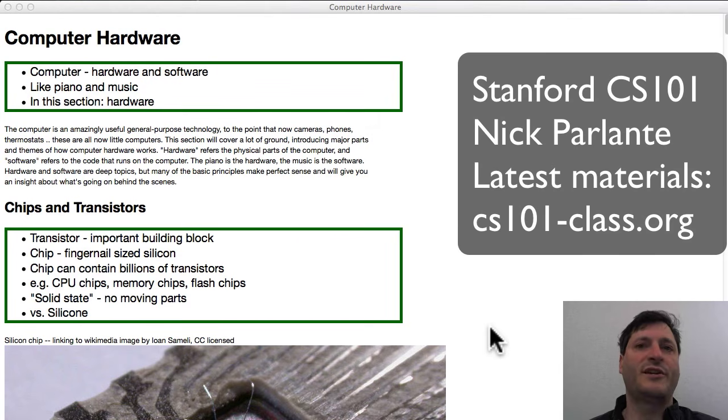If a computer is like a piano, then the term software refers to the code, what runs on it, like the music. And the hardware is the physical parts of the thing. So in this section, I'm going to talk about hardware, physical parts of a computer.